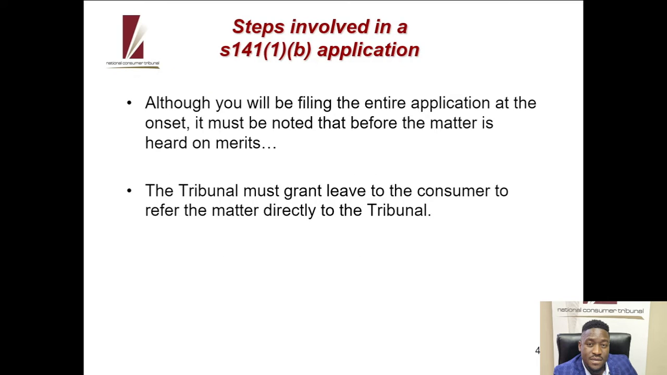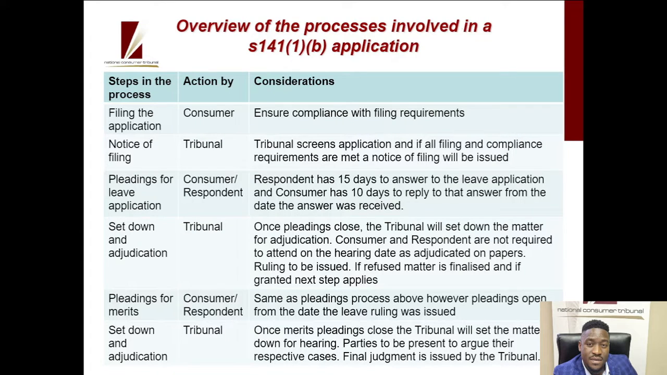There are several steps involved in a Section 141B application. Although you will be filing the entire application on the onset, it must be noted that before the matter is heard on the merits, the tribunal must grant leave to the consumer to refer the matter directly to the tribunal. I will now take you through an overview of the processes involved in a Section 141B application.